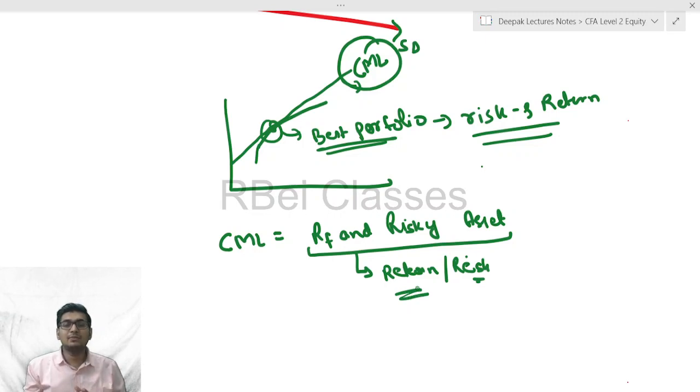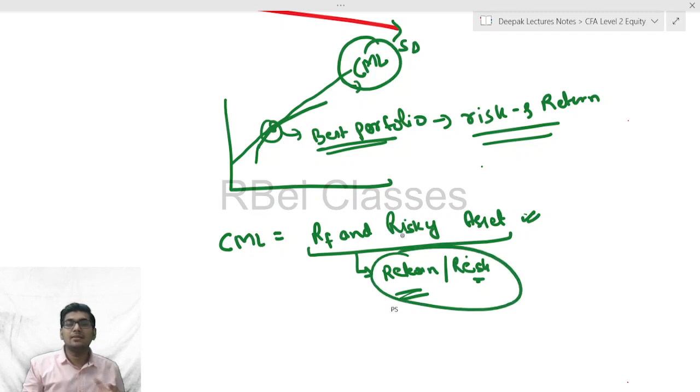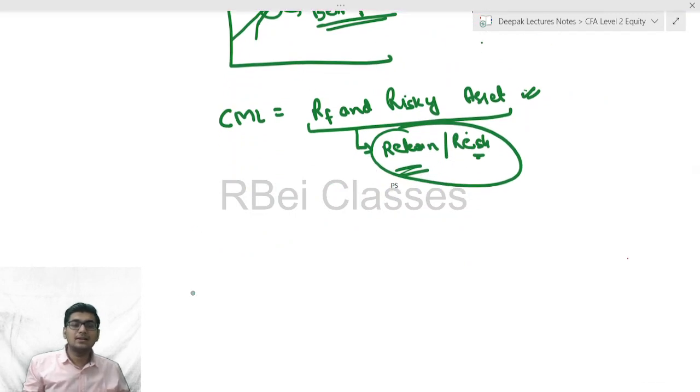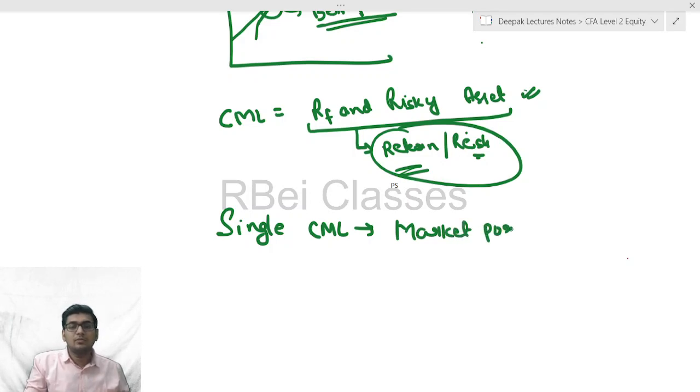Clear? Homogeneous expectation about the return as well as the standard deviation. So if everyone has the same RF, the same risky assets, and the same expectations, then there is going to be a single CML line. Write down: single CML line, and the point of tangency of the CML and the efficient frontier is known as the market portfolio, in which everyone is investing.